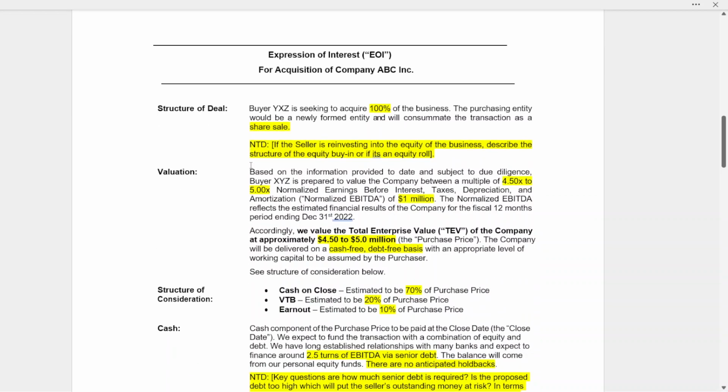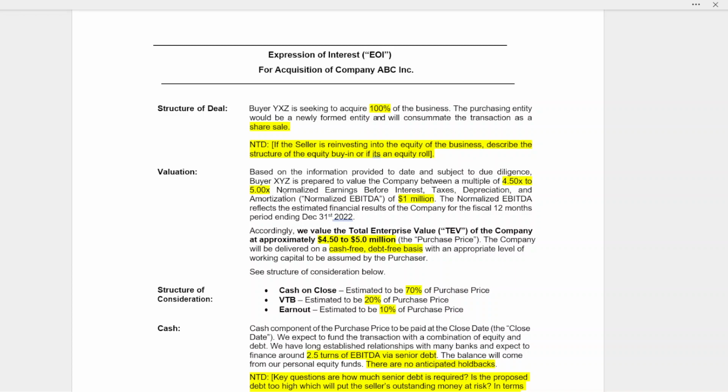The second section is the valuation. And so I talked about this in my first video. An EOI, you don't have to give a specific value of the company. What you're trying to do is provide some rough terms in terms of what you think the value of the business is based on your preliminary analysis, subject to more due diligence and you confirming the assumptions that were given to you.